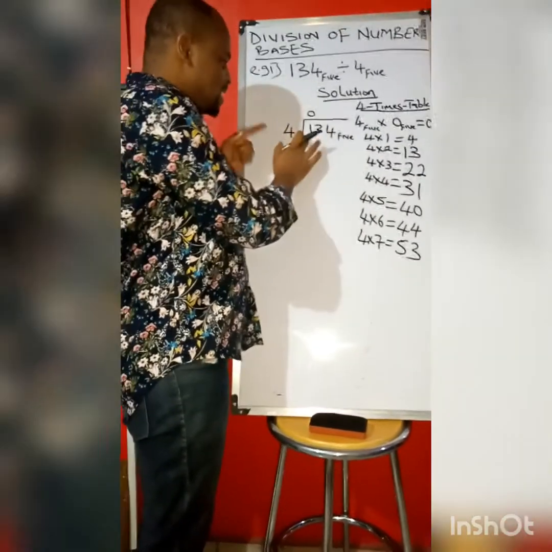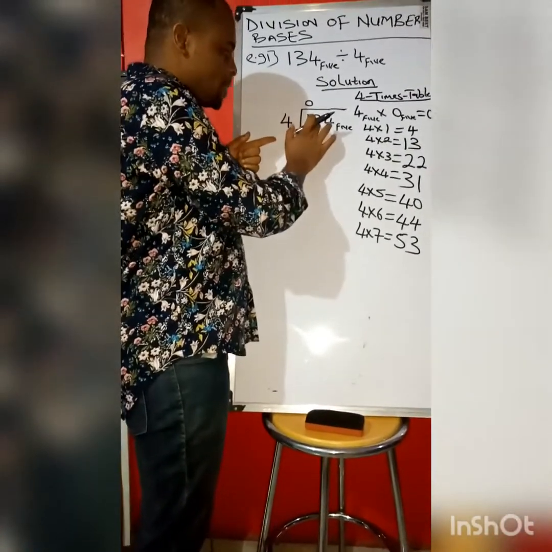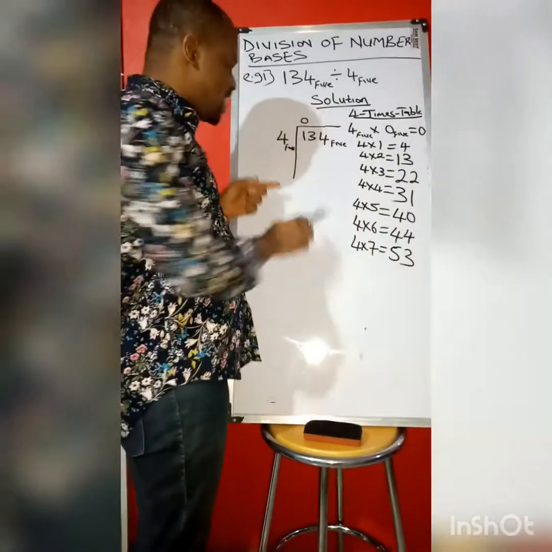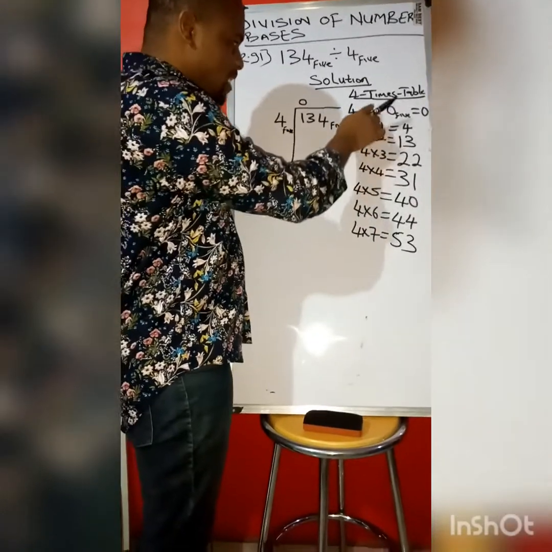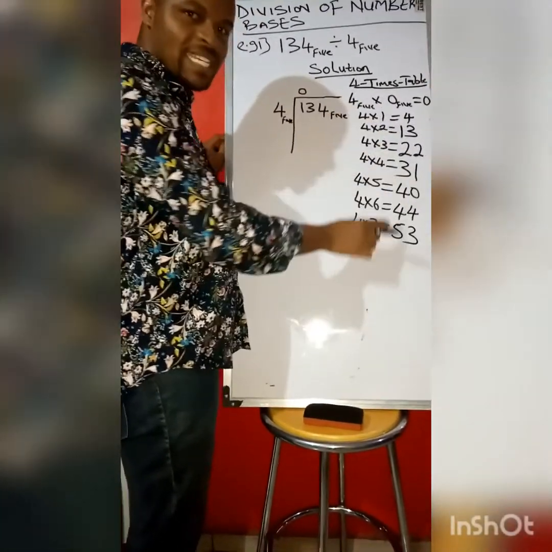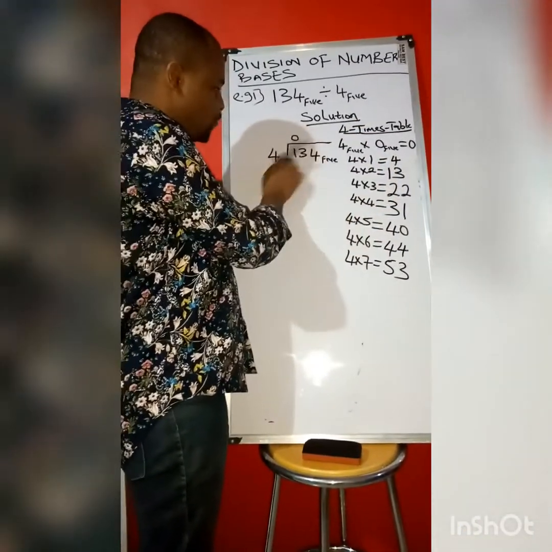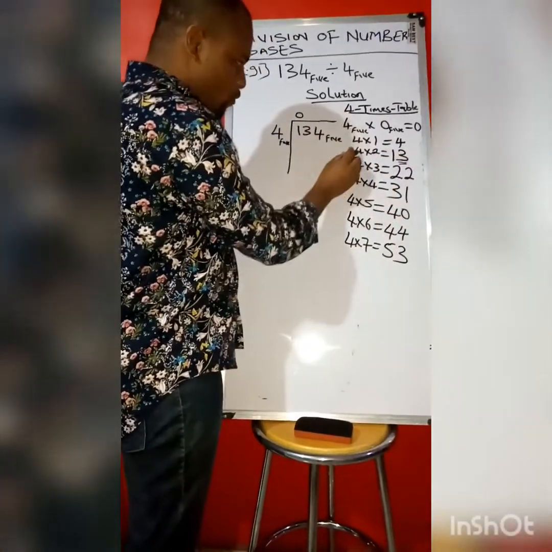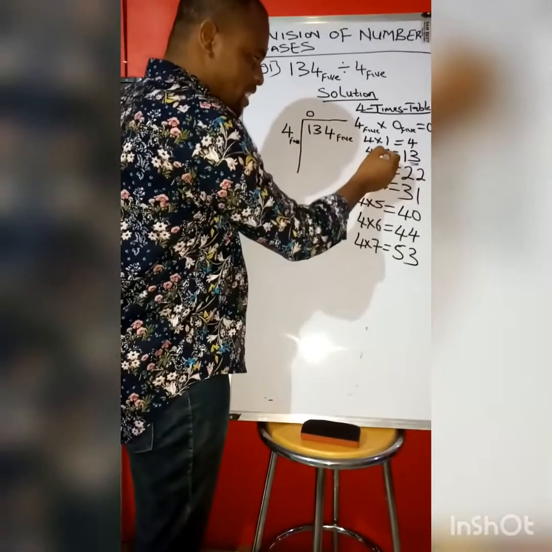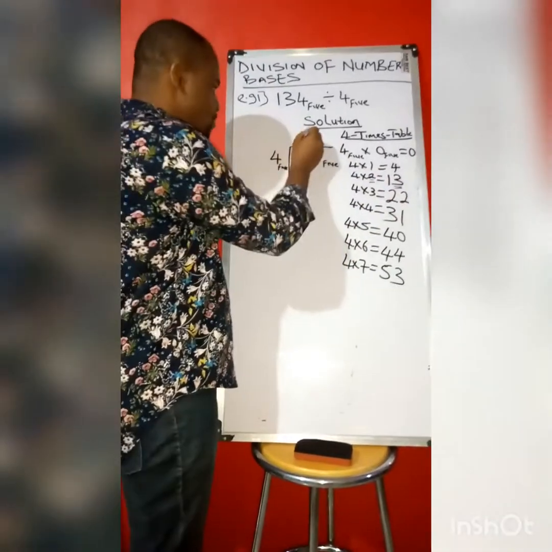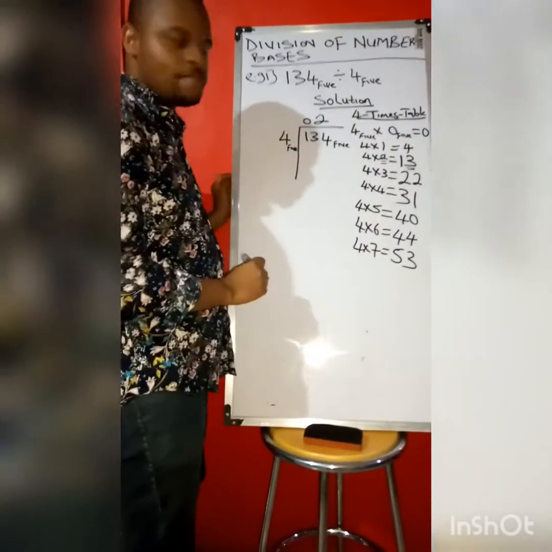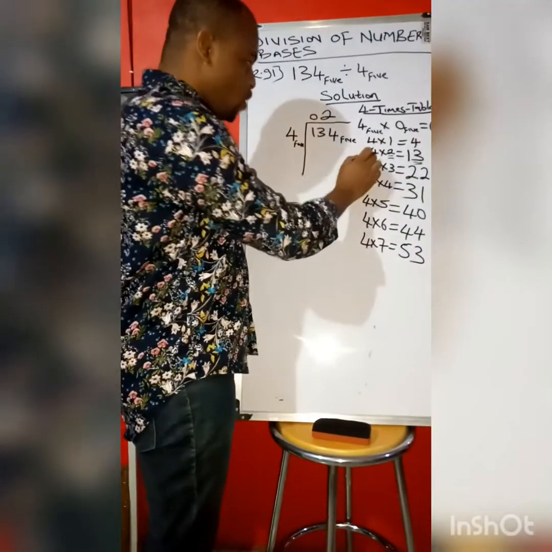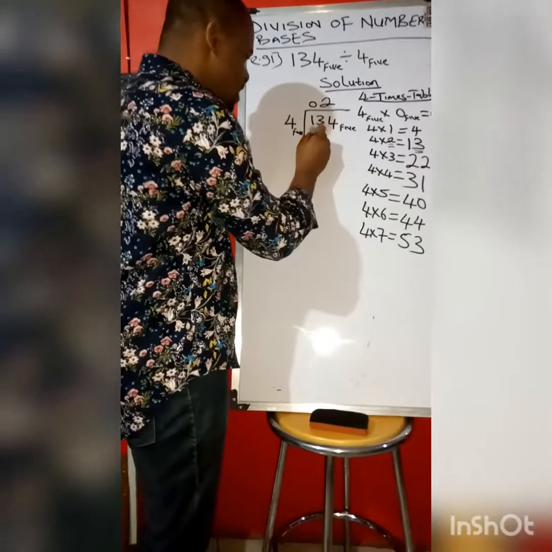Now, the next thing, since it cannot go, I'll be picking 2 numbers at a go. 4 into 13. Don't forget we are working in base 5. 4 into 13. Let's look at our times table of 4. That is the essence of having this times table. I'm having 13 here. So 4 can go into 13 in base 5. How many times? 2 times. So I'll be having 2 here. 2 times 4, it is in base what? 5. 2 times 4 in base 5 will give me 13.